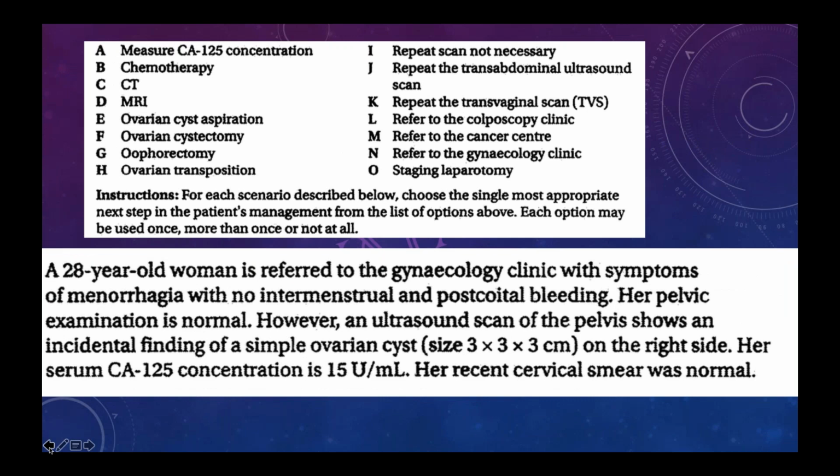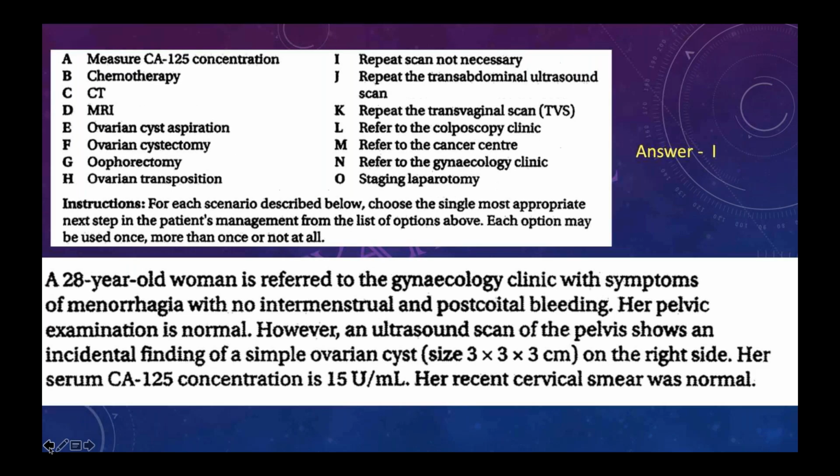Okay, this we have done. So here there is no problem, it is simple. CA125 is normal, and basically nothing needs to be done. But nothing to be done is not an answer, so repeat scan is not necessary is the answer.